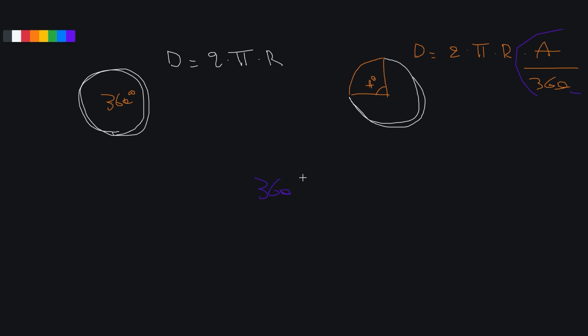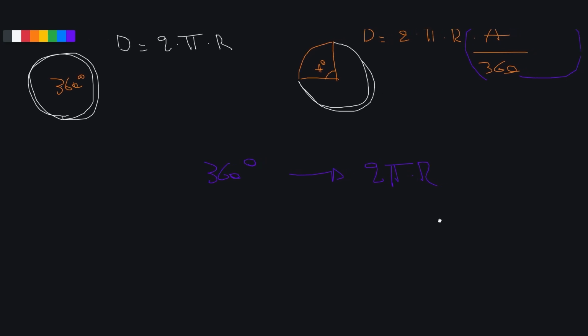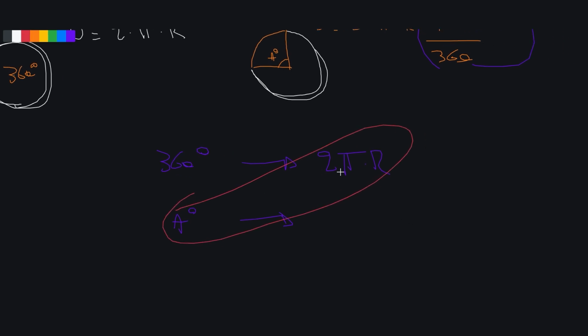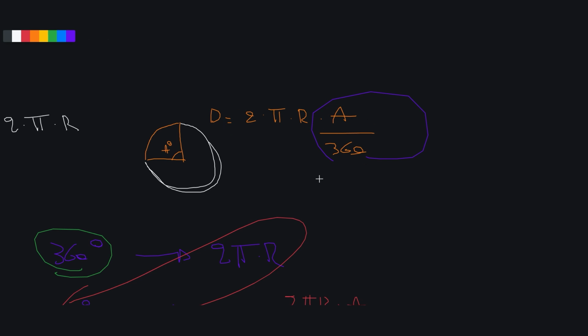If for 360 degrees we have the distance which is equal to 2 times pi times the radius, what would it be equal for an angle of 8 degrees? All right, and we do a small cross product. What's in the diagonal is actually on top of the fraction, so it will be 2 times pi times the radius times the angle, and what's on the other side goes below, so it will be divided by 360 degrees. This is the reason why we have this formula right over here.